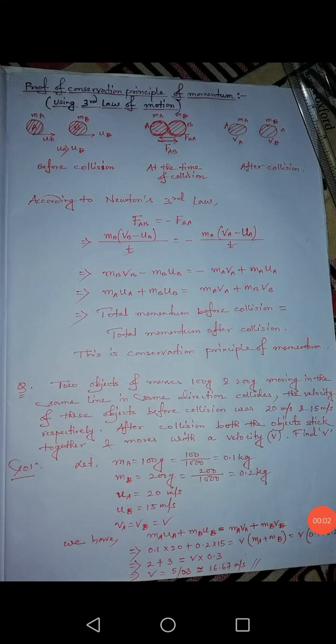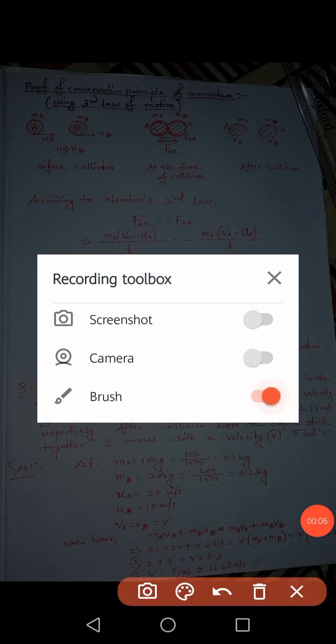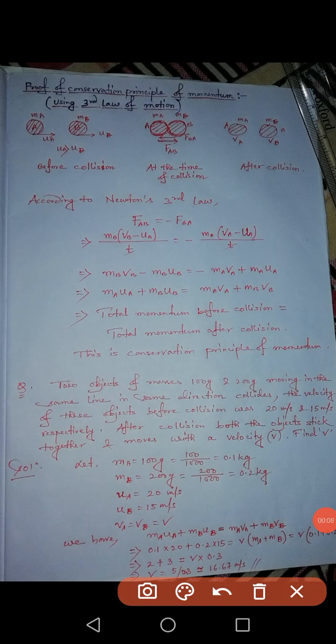Today we will discuss the conservation principle of momentum using Newton's third law. Here we consider two objects of masses mA and mB. They are moving with speeds uA and uB in the same line in the same direction. If uA is greater than uB, then there will be a collision, and in the figure it is shown that after collision their velocities have become vA and vB respectively.